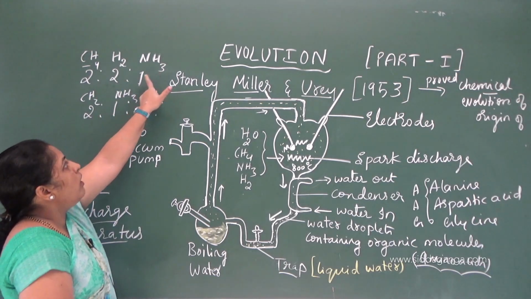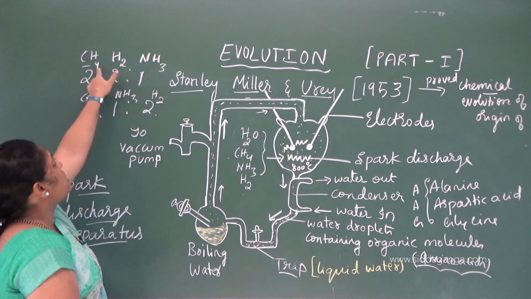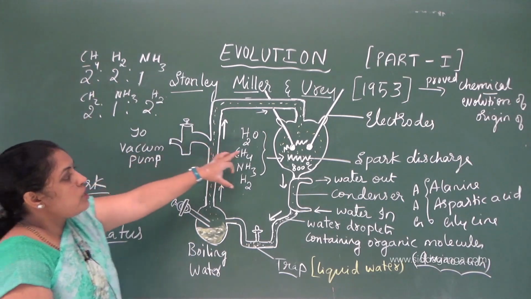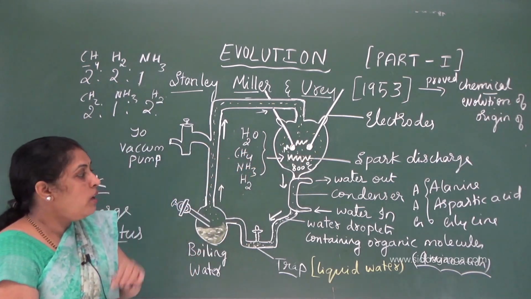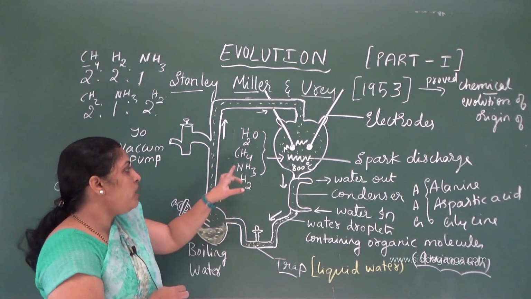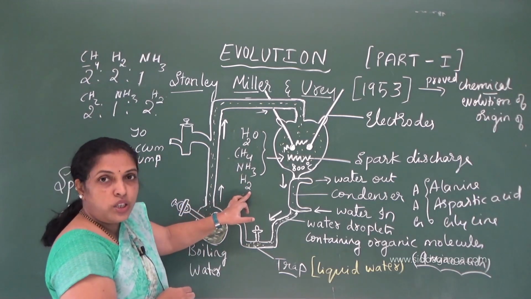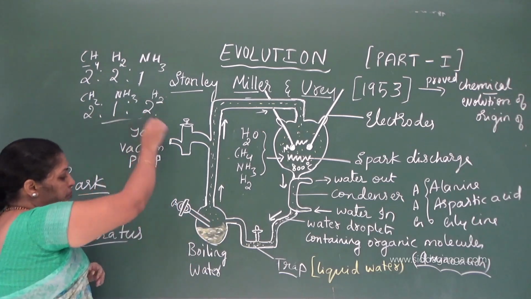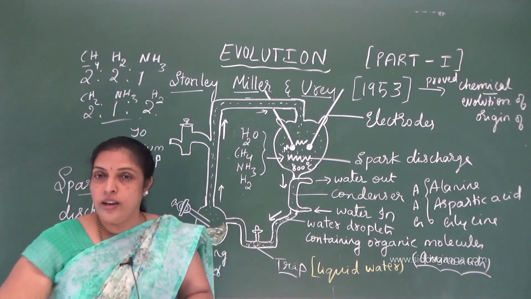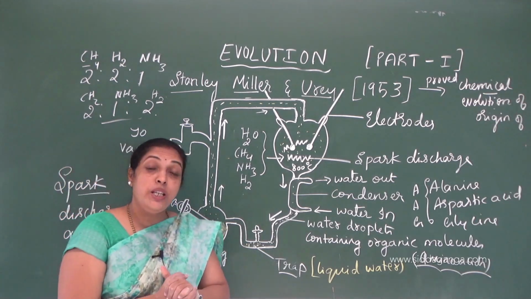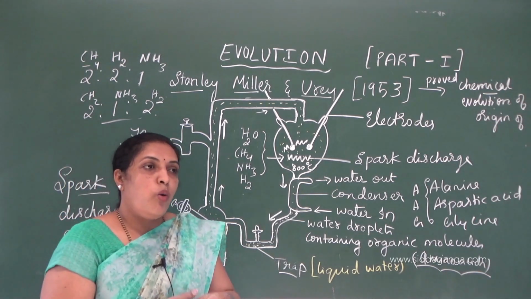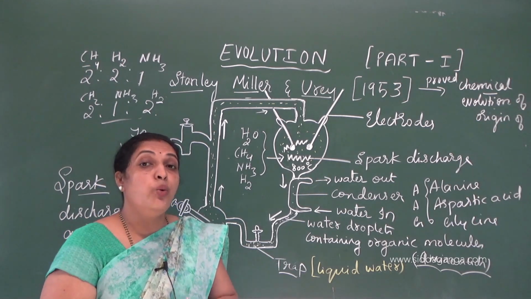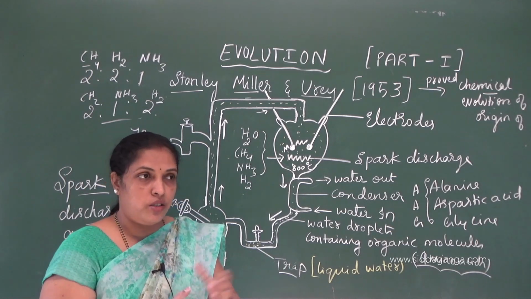So the odd one is 1, ammonia. 3 is 1, and 4 and 2 are even. So it will be easy for you to remember. So the gases should be introduced in the ratio 2:2:1. 2 means methane and hydrogen in the 2 ratio and ammonia in 1. So that is about the Stanley-Miller experiment. Understood?